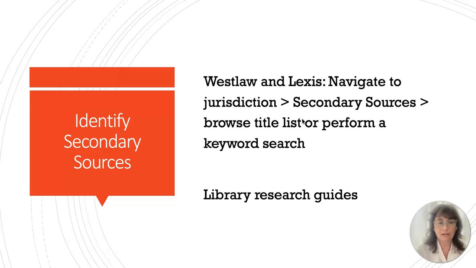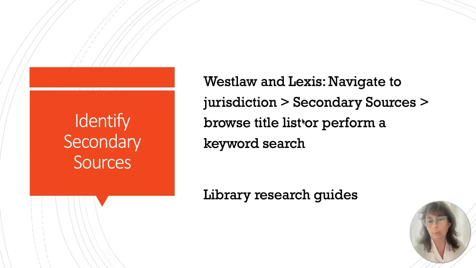So how do you identify secondary sources? So to get to them in Westlaw and Lexis, you can navigate to your specific jurisdiction. So if it's a state jurisdiction or federal, you go to that tab there that's on the content page. And then once you're in that jurisdiction, you can then look for the secondary sources. Or you can start with the secondary sources content off of the content page and then narrow down to your jurisdiction or by topic.